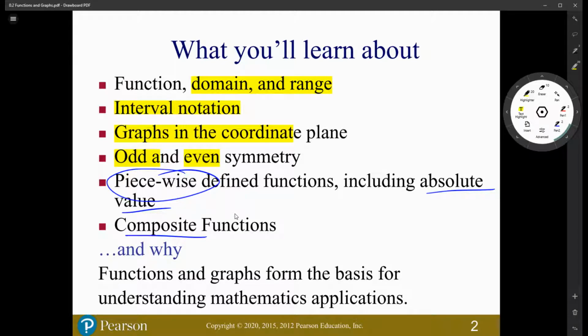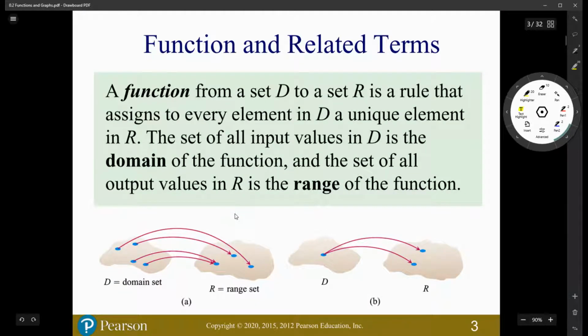And why are we doing this? Well, functions and their graphs, particularly their graphs, form the basis for understanding a lot of mathematical applications. But in particular, if you don't understand functions and their graphs, you're going to have a tough time in calculus. So let's get going with a function.